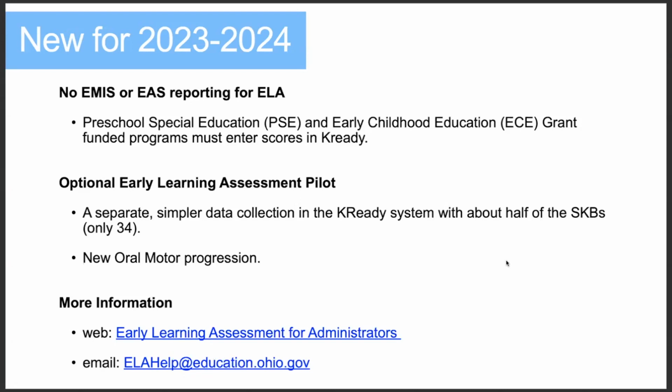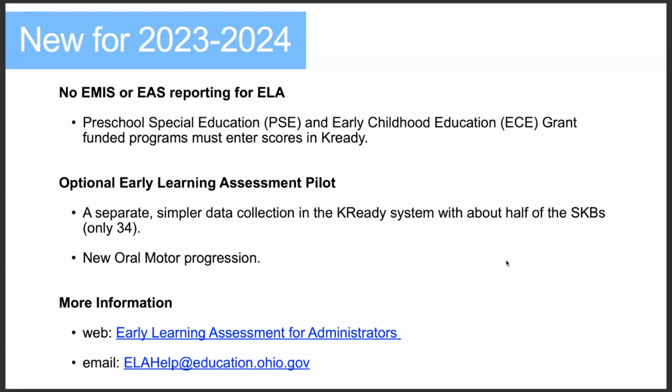For the 2023-24 school year, there are two options to meet the requirement for ECE and PSE programs. Option one: assess children funded by ECE or PSE using the set of 10 required learning progressions, including the 24 skills or SKBs, in the fall and spring, and report ratings in the Ready for Kindergarten Online KReady system. This is the same set of SKBs that ECE and PSE programs have been using for many years. So there's no change there if you select option one.